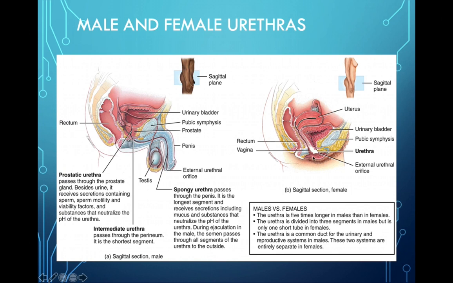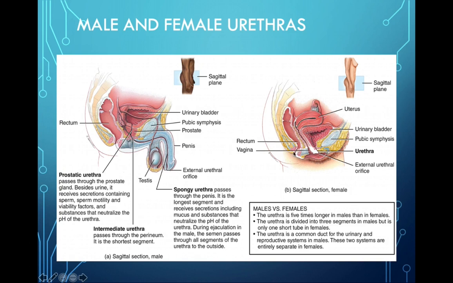Okay, so in the female, here's the urinary bladder, and then here's the urethra, much shorter. And then here is the uterus, and then back here, here's the colon, and here's the rectum and anus.